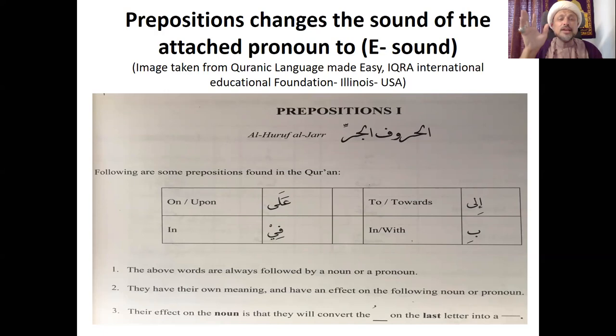Okay, what about the dual? Ilaikuma. We can't say ilaikumai. Or ilaikum. We can't say ilaikumi. Ilaikunna, we can't say ilaikunni, no. It will turn into Swahili or any other language, but not Arabic.